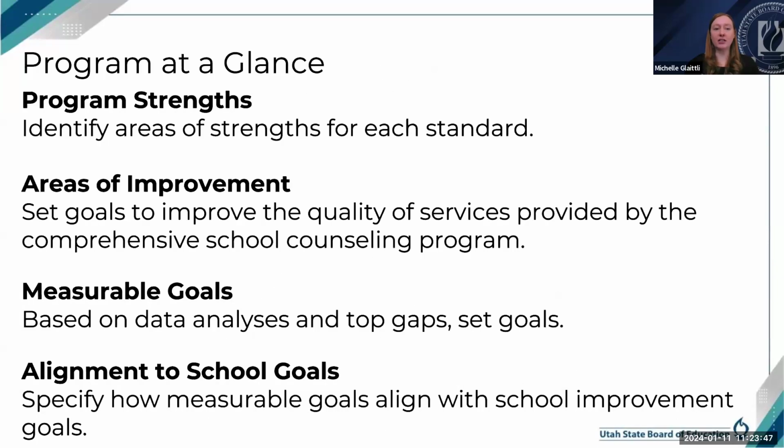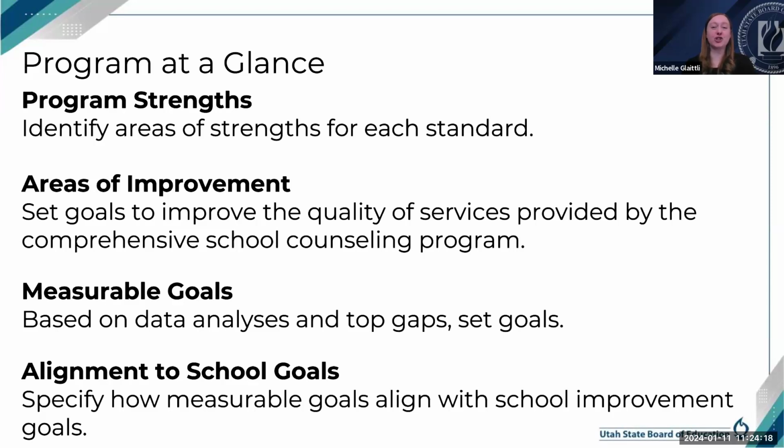So again, the program at a glance is looking at the strengths, your areas of improvement, and setting some measurable goals, okay? So on that page, you'll notice that in the elementary implementation guide, there's a lot of boxes, right? You don't have to fill out all the boxes, okay? We absolutely want every box filled out in the column that talks about your strengths. We want to know what you're doing well, right? We absolutely want something that is an area of improvement, right? Some things you want to focus on.